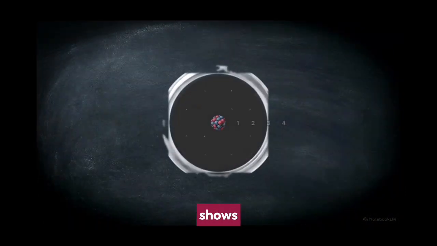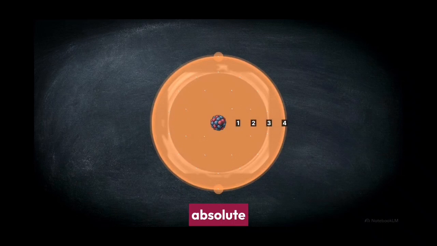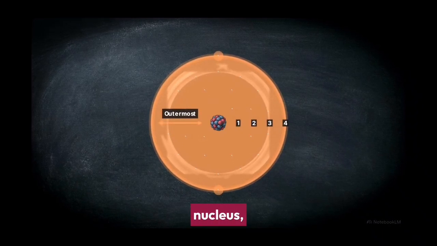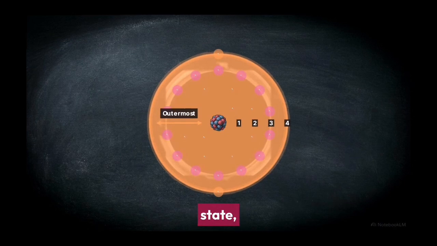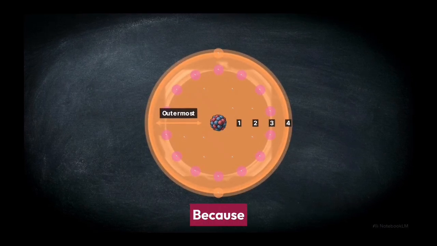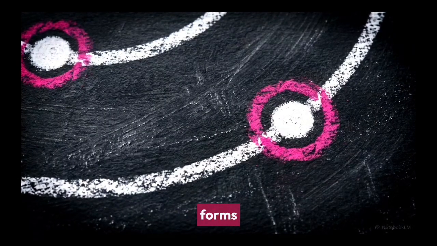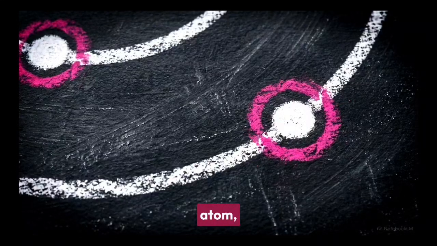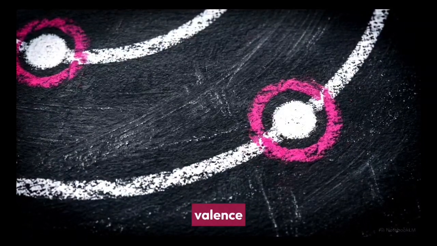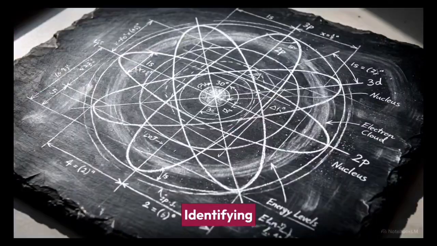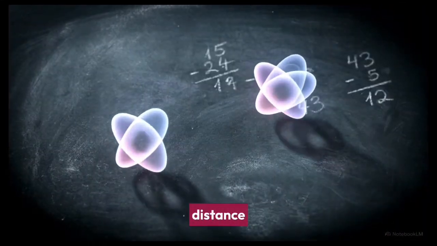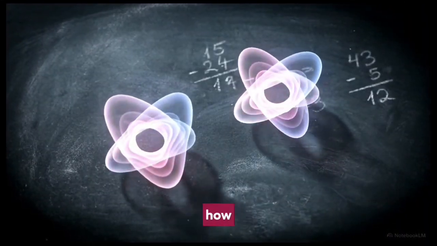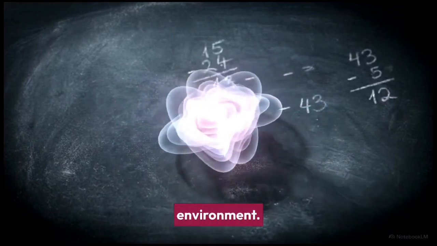This basic atom model shows valence electrons sitting in the absolute outermost ring, furthest from the nucleus, regardless of energy state. Even though electrons in ring 3 are in a higher energy state, ring 4 is physically wider. Because that 4s shell forms the physical exterior of the atom, iron possesses exactly 2 valence electrons. Identifying these outer electrons is an architectural problem. Knowing their physical distance from the nucleus is how we determine how an element will chemically bond with its environment.